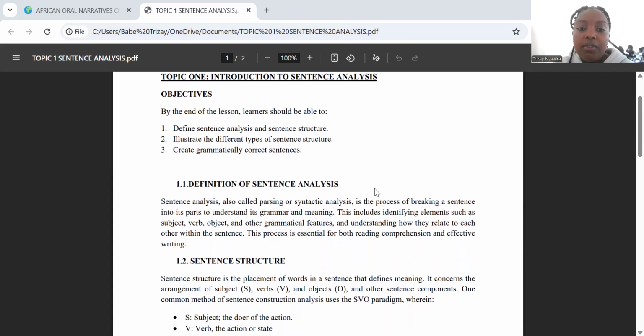So start with the definition of sentence analysis. Sentence analysis is also called parsing or syntactic analysis. This is the process of breaking a sentence into its parts to understand its grammar and meaning. This includes identifying elements such as subject, verb, object, and other grammatical features, and understanding how they relate to each other within the sentence. This process is essential for both reading comprehension and effective writing.